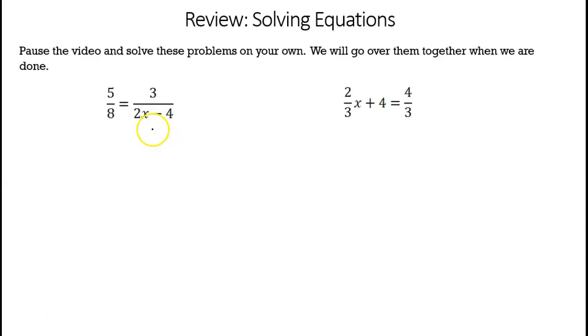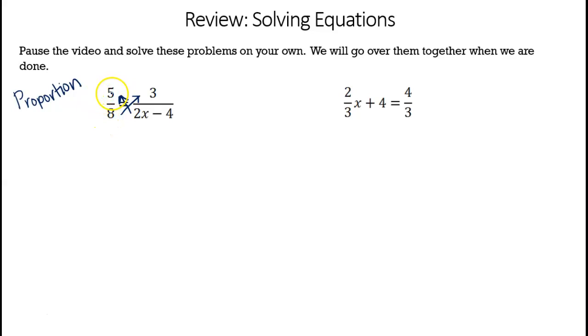I want you to notice something about this first problem. There are two fractions that are equal to each other. This is what we call a proportion. We solve any proportion by doing what we call cross-multiplying. Hint, hint, you're going to want to write that down for later. In a proportion, we are cross-multiplying.